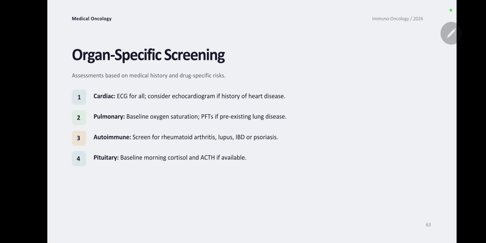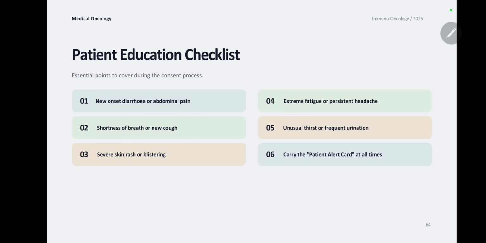So organ specific: in cardiac, ECG for all, consider 2D echo if there is a history of heart disease. Pulmonary: baseline oxygen saturation, pulmonary function test with DLCO. Autoimmune screening for rheumatoid arthritis, lupus, IBD, psoriasis. And pituitary baseline, measuring the cortisol and ACTH if available.